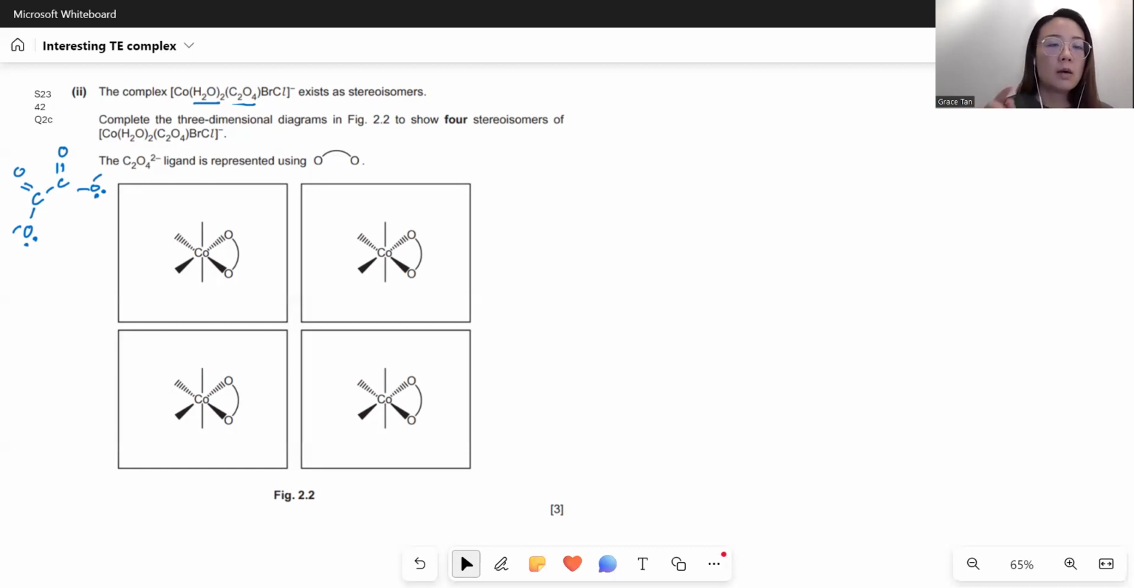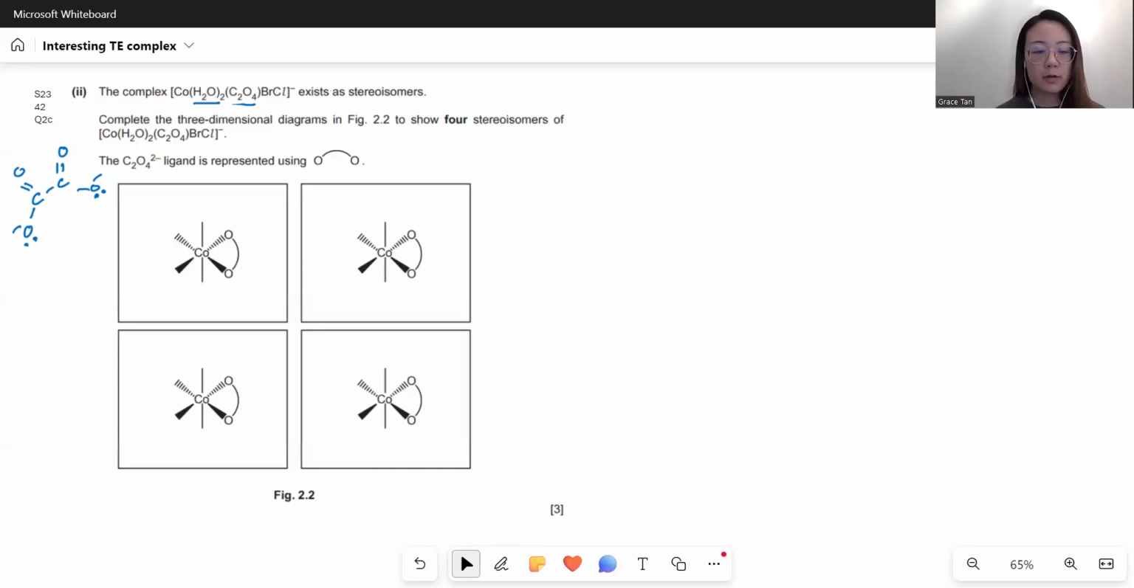So aqua or water is monodentate, and you have 2 of them, and then you have a bidentate that contributes 2 lone pairs. So therefore 4 legs of the octahedral are consumed, and after that you have a bromide and a chloride, which is a monodentate and a monodentate. So in total you have 6 lone pairs in the octahedral complex, or structure. So we want to draw the 4 stereoisomers.